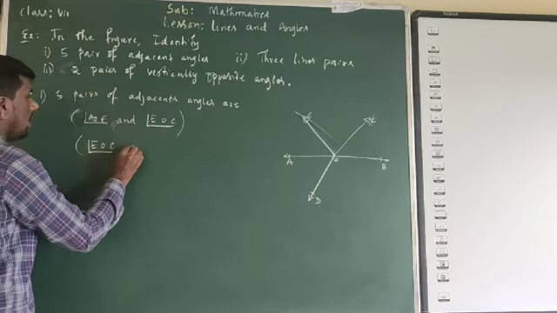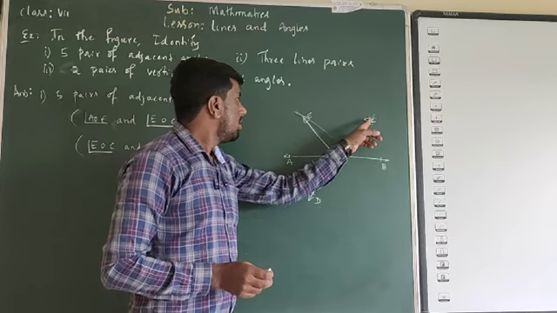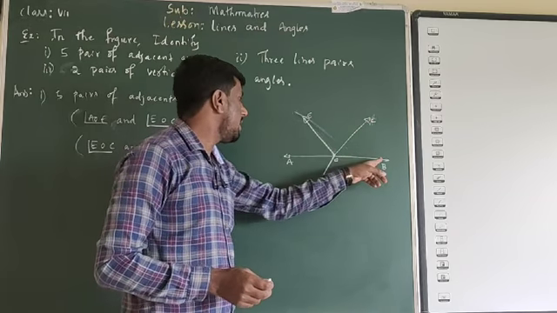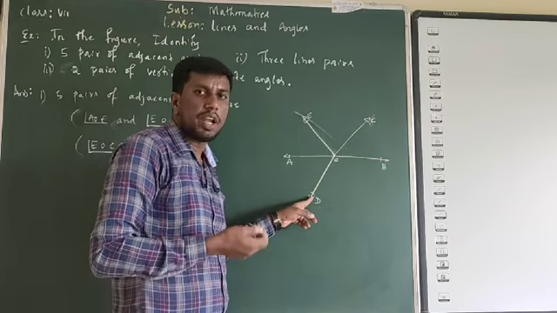This is another pair. Then again COB then BOD is another pair, because the common vertex is O and the common arm is OB. So these 2 angles must be adjacent angles, I am sorry. Okay. So angle COB and angle BOD. Third pair.